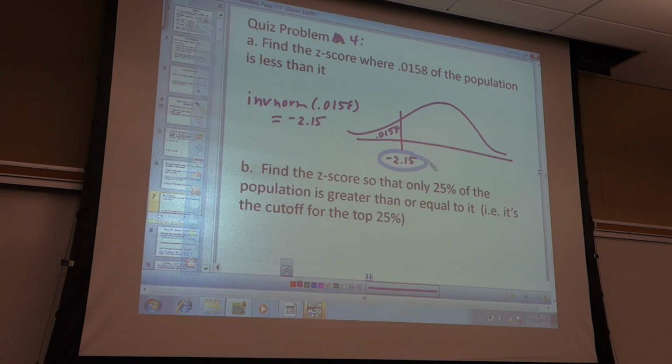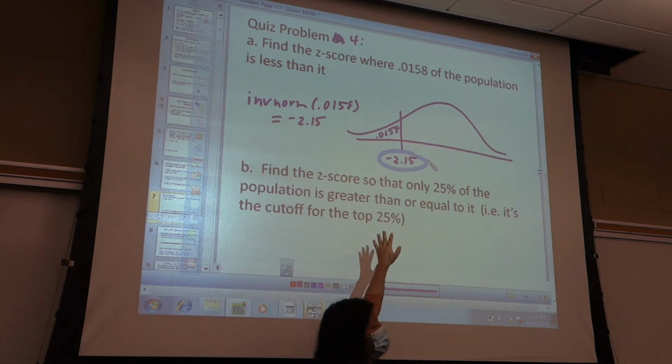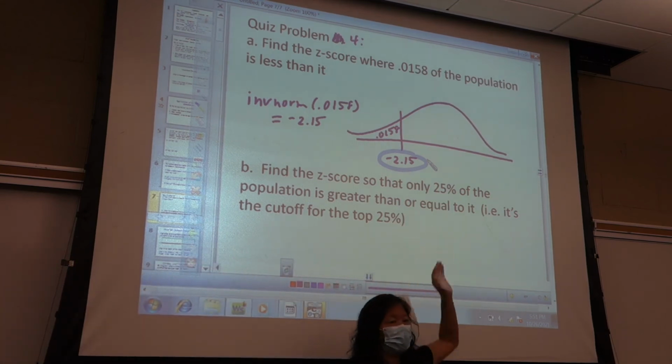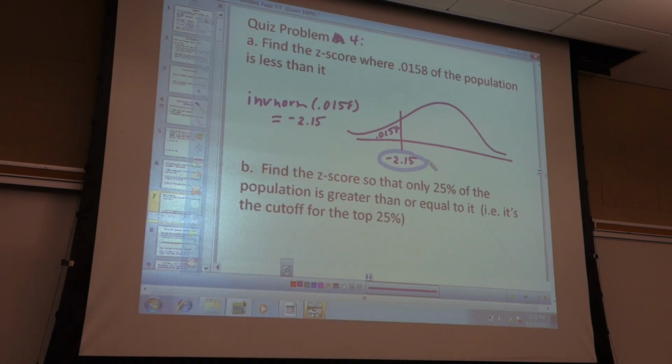All right, so negative 2.15. Put that into your picture where it belongs. Did everybody over here get negative 2.15? Put it into your picture. Good. All right, next one.